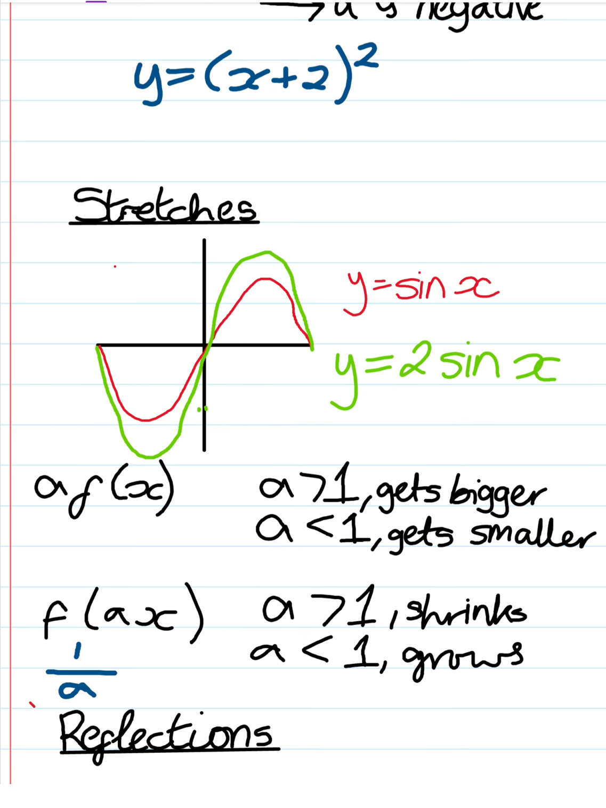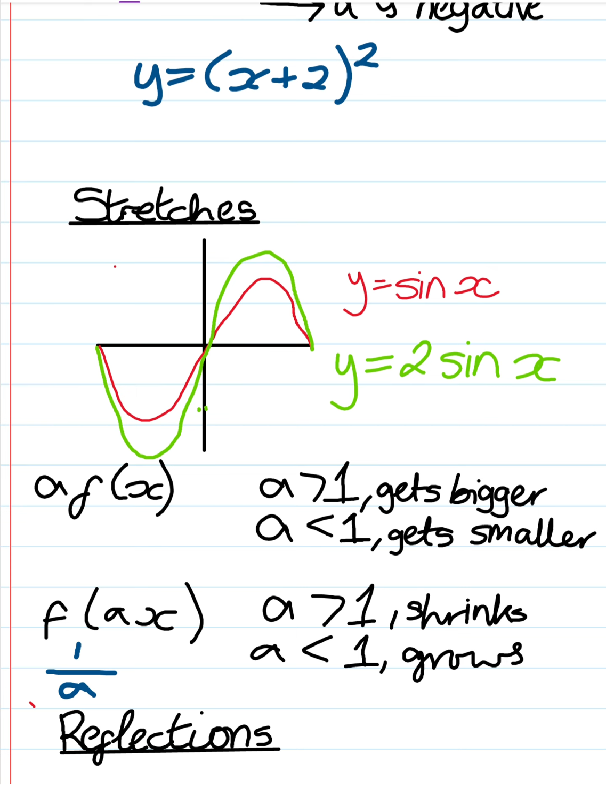The second type is if the factor is inside the original equation, of the form f of ax. This stretches the graph horizontally, i.e. along the x-axis, by a factor of 1 over a. Again, a little bit counterintuitive, but with enough practice, you'll get the hang of it. If a is bigger than 1, it shrinks the graph, it squashes the graph in. And if it's between 0 and 1, it stretches it out.